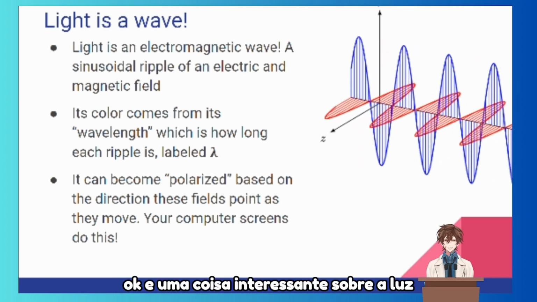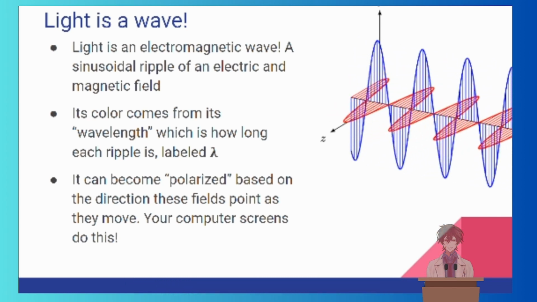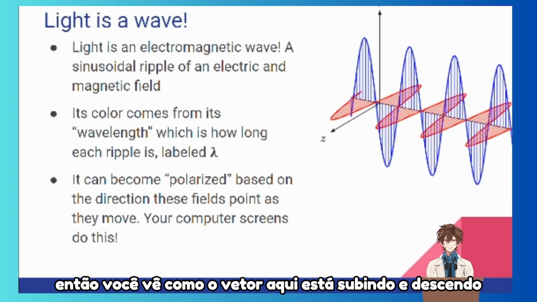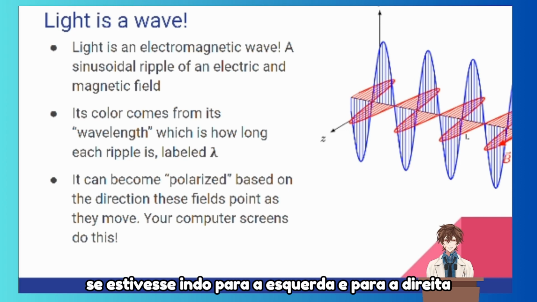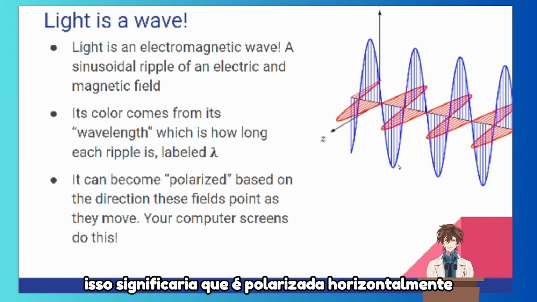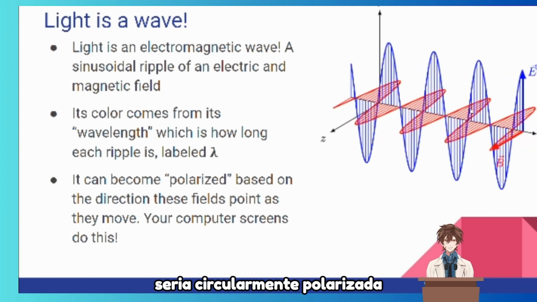Okay. And one interesting thing about light is that it can be polarized. So you know how the E vector here is going up and down? That means it's vertically polarized. If it were going left and right, that would mean it's horizontally polarized. And if it were spinning around, it would be circularly polarized.